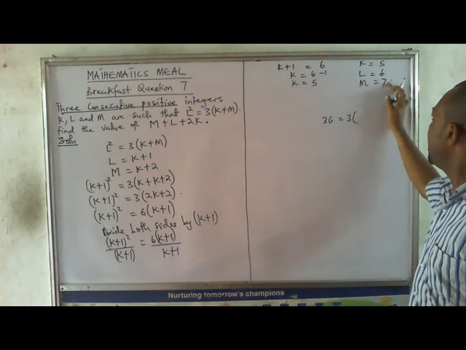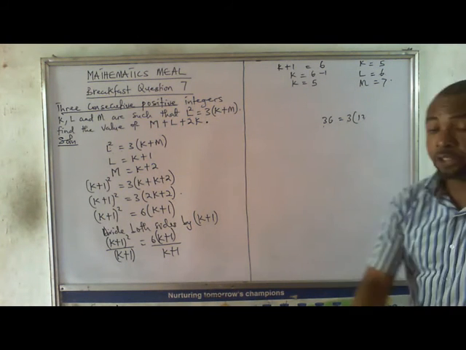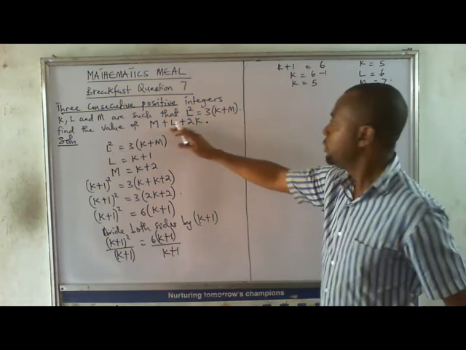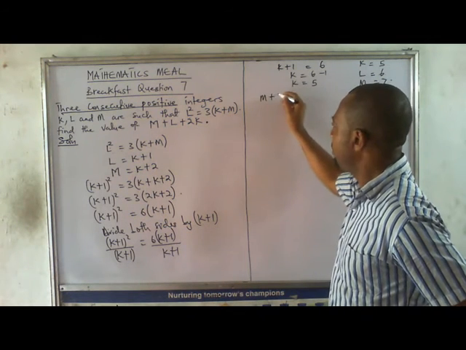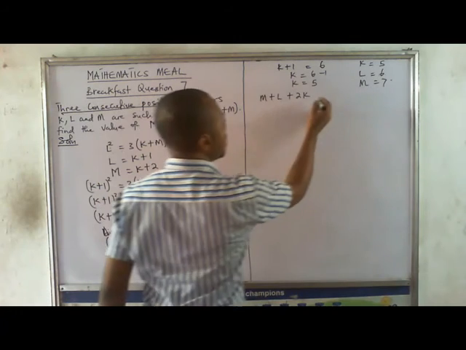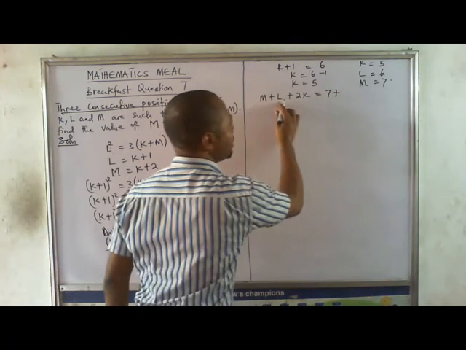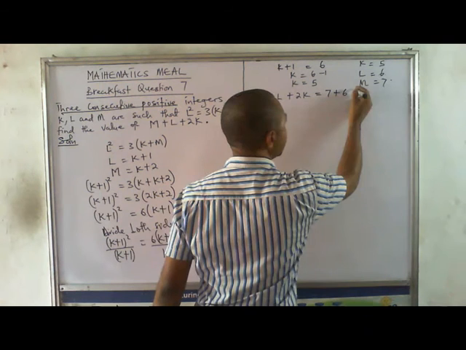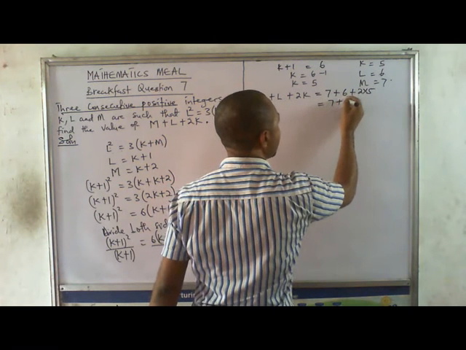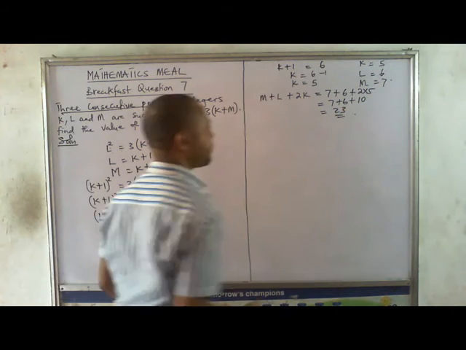K plus M will give me 12. 3 times 12 will still give us what? 36. So that's correct. So let's find the value. M plus L plus 2K will now give us, what is M? M is 7. What is L? L is 6. 2K will be 2 times 5. That will give me 7 plus 6 plus 10. That will give us 23.